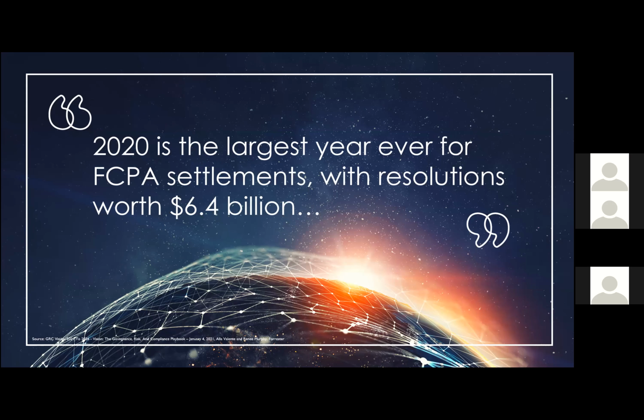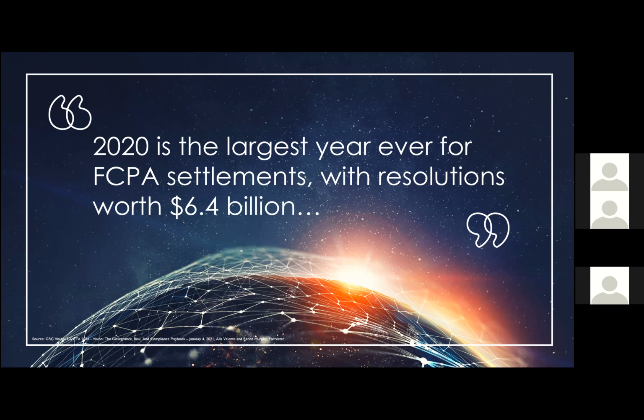In 2020, the FCPA had the largest number of settlements in its history, totaling $6.4 billion in costs to organizations throughout the globe. These settlements were driven by many factors, including internal fraud and bribery, but many commentators anticipate that the new Biden administration will actively pursue enforcement of financial crimes and corporate fraud prosecutions and increase regulatory oversight.